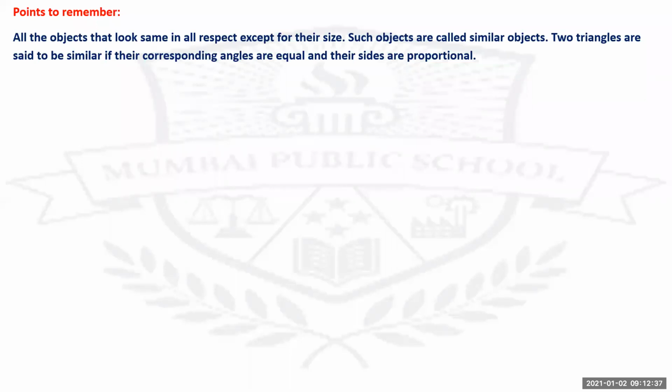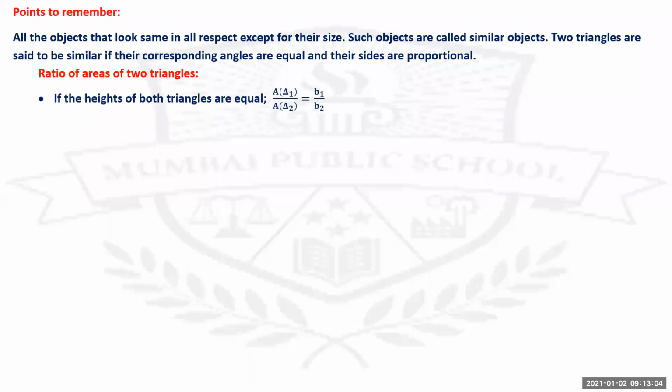Now, all the objects that look the same in all respects except for their size are called similar objects. Two triangles are said to be similar if their corresponding angles are equal and their sides are in proportion. Now, the ratio of areas of two triangles. If the heights of both the triangles are given, then area of triangle 1 upon area of triangle 2 equals base 1 upon base 2.